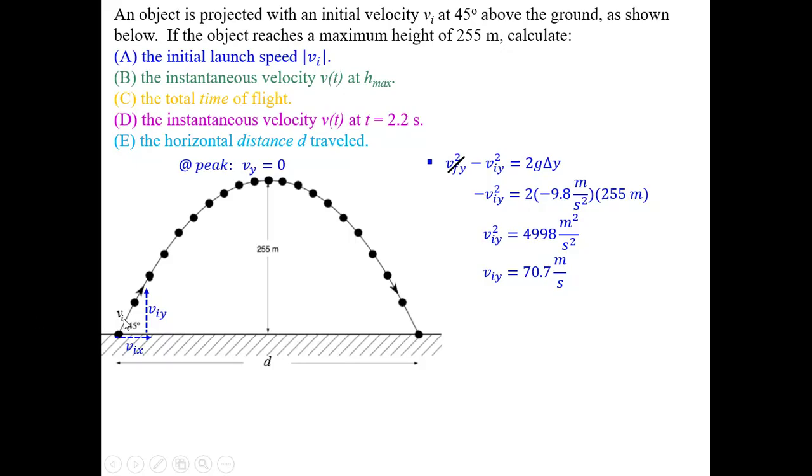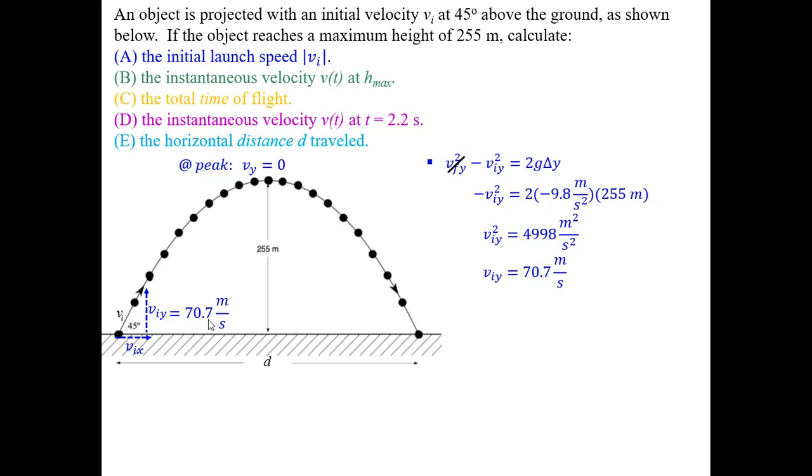So look on the left side. There's 3 VI's. There's VI, the vector itself, and there's VIX, and there's VIY. What I just found is VI in the vertical direction. So I want to go ahead and label VIY as 70.7. Again, it's really important that you know and recognize what it is that you're calculating and not misuse them.